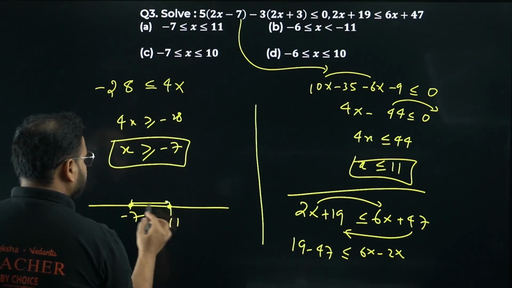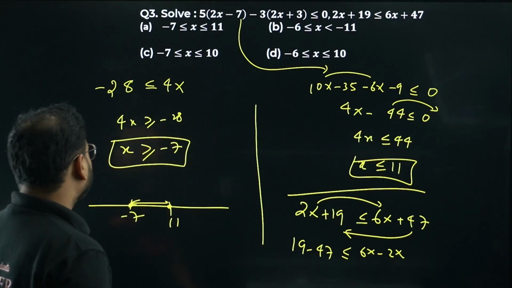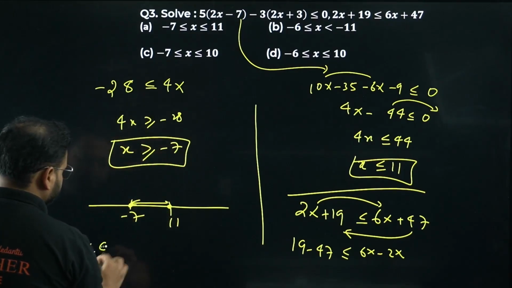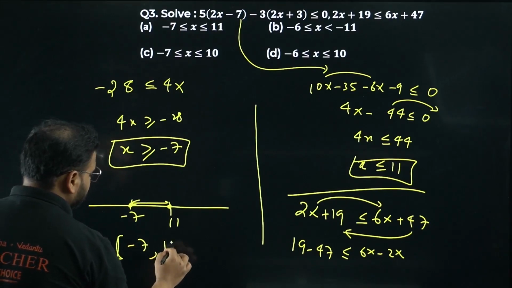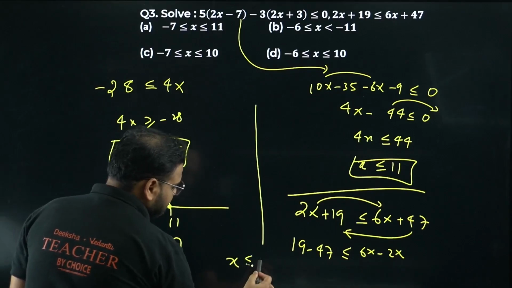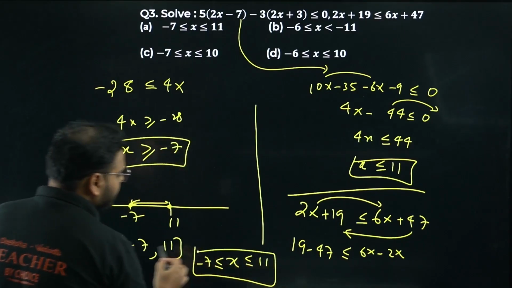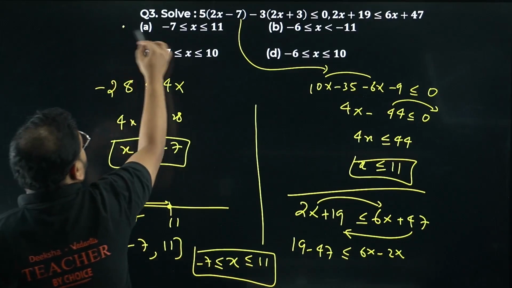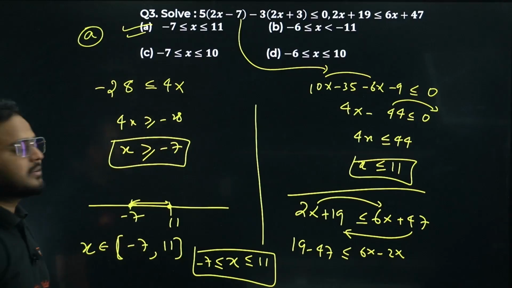Closed, and the line joining between all the points. Answer is going to be x belongs to minus 7 closed to 11 closed. Or I can write this like this, x is less than 11 or greater than minus 7. Option is A. So I hope this is clear and simple.